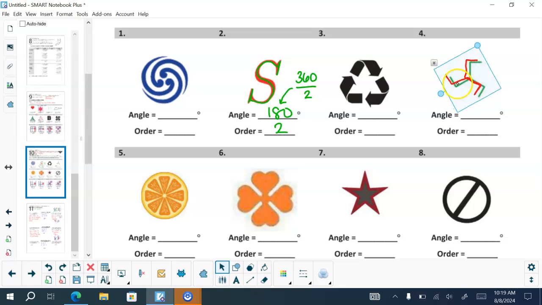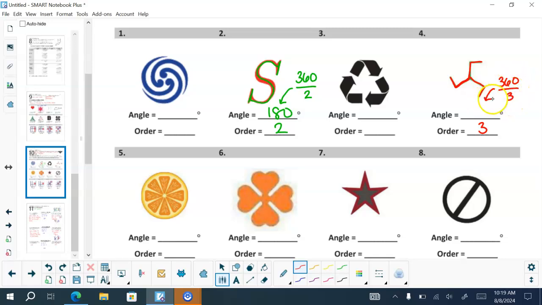Now, this is off a little bit, but there's 1. There would be 2. Again, it's not quite lined up right because my center of rotation's off. And then we're back up at the beginning, there's 3. So this one should have an order of 3. Again, to find the angle, you take 360 divided by your order, 3. And so this one would be 120.